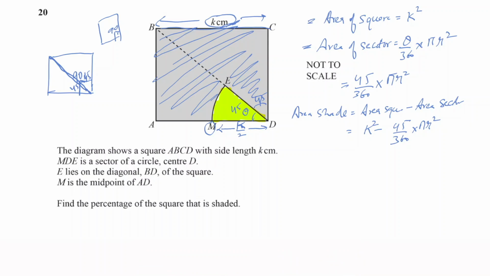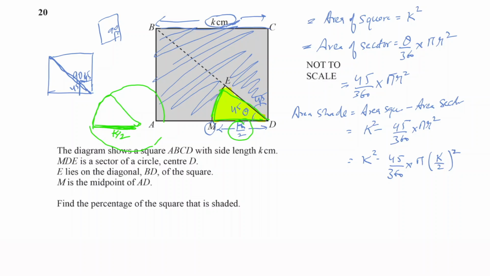where r is equal to what? Now come to this point. r is equal to k by 2, because this is a part of a sector, a part of a circle, where this is the radius, right? If this side is k, then this becomes the radius k by 2. So r for the sector is k by 2, right? So let's replace the value of r as k by 2, so it becomes k by 2 whole square.